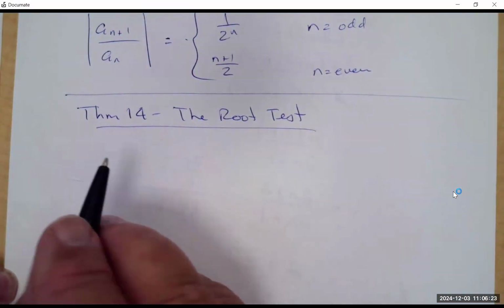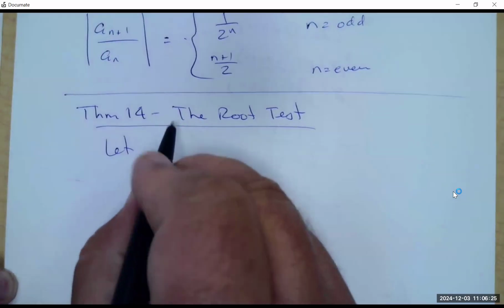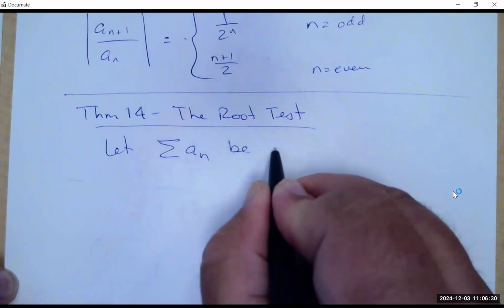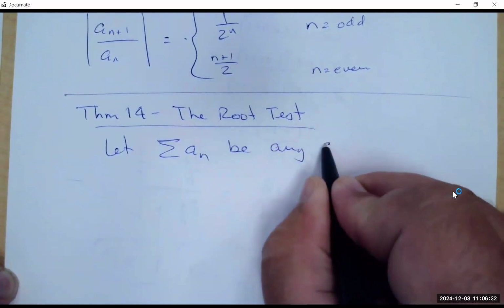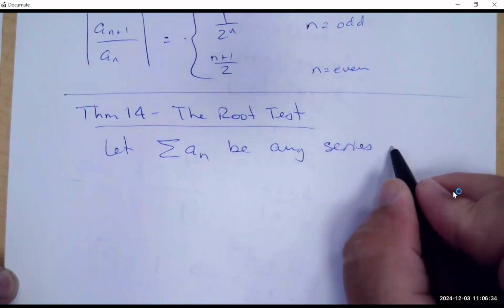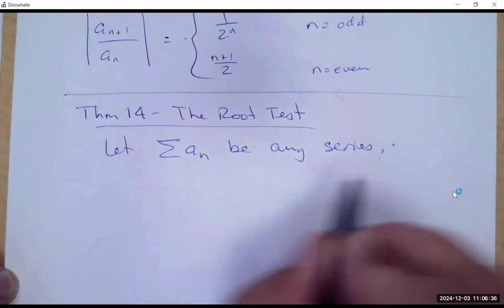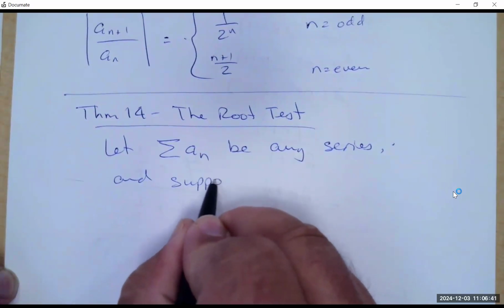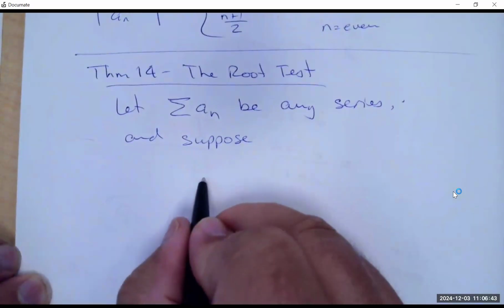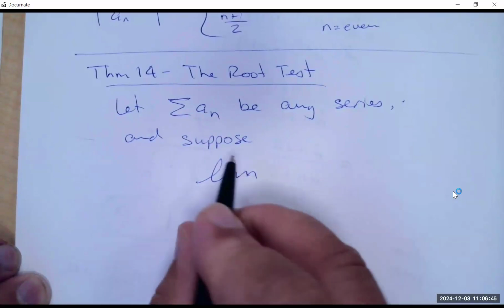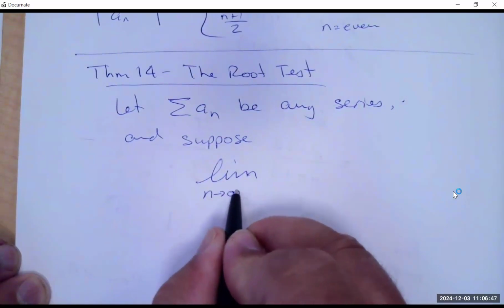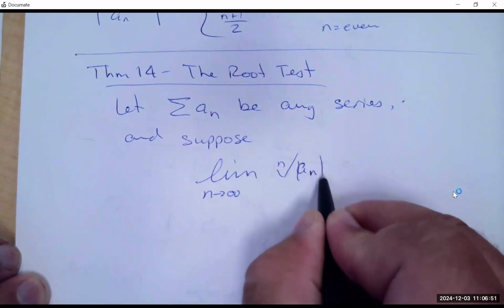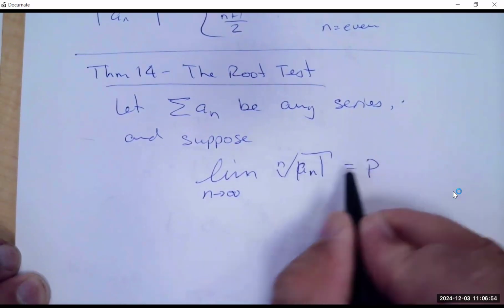The root test. Let the summation of a sub n be any series, and suppose that the limit as n goes to infinity of the nth root of the absolute value of a sub n equals p.